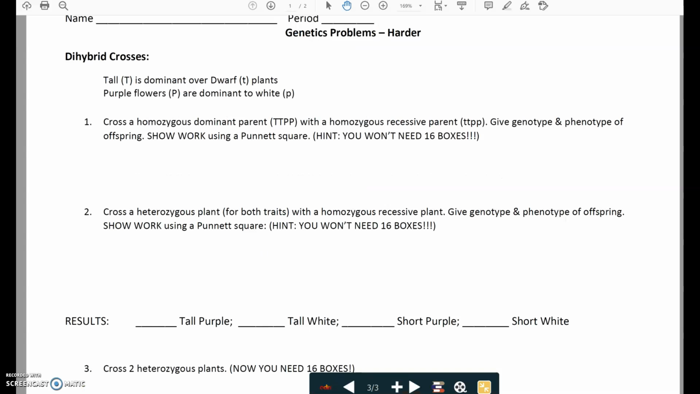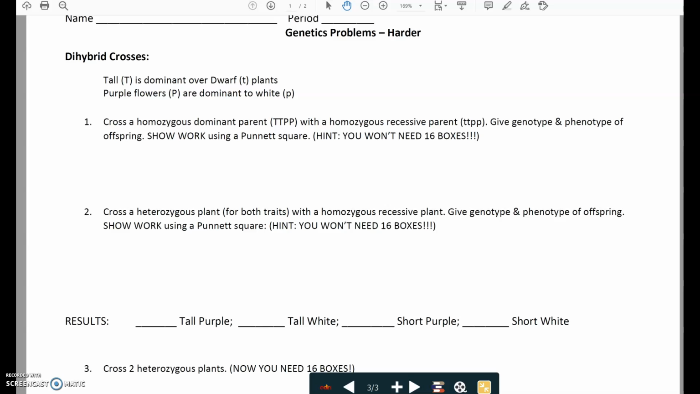All right, I'm going to walk through some of these practice problems that we were working on in class this past week. So these are some of the harder genetics crosses. So first, we're going to try these. These first ones are dihybrid crosses. So remember, what that means is we're looking at two traits at the same time.